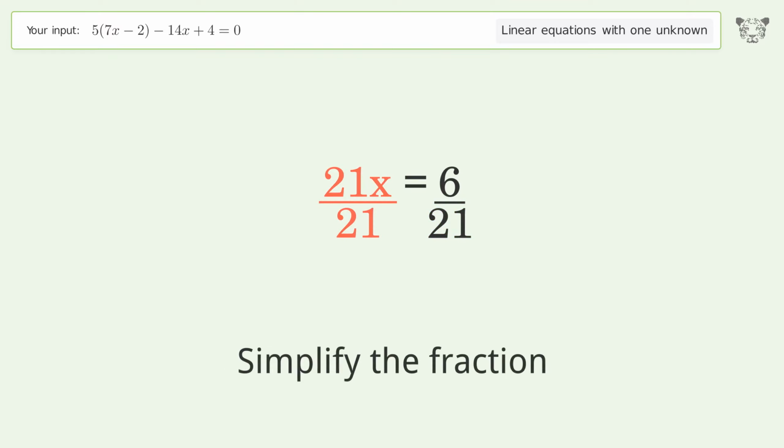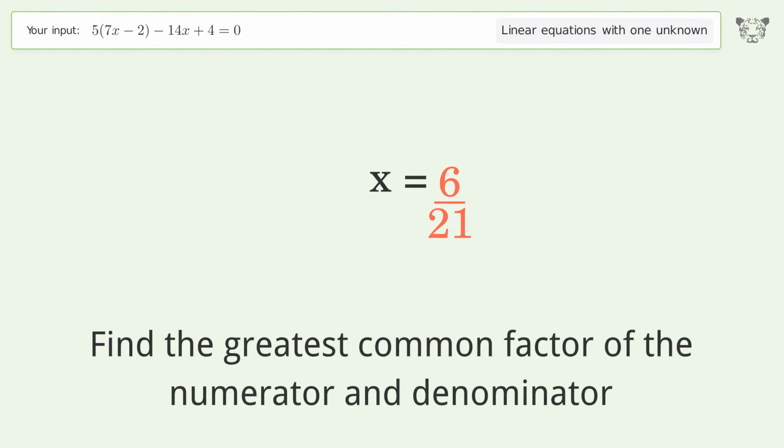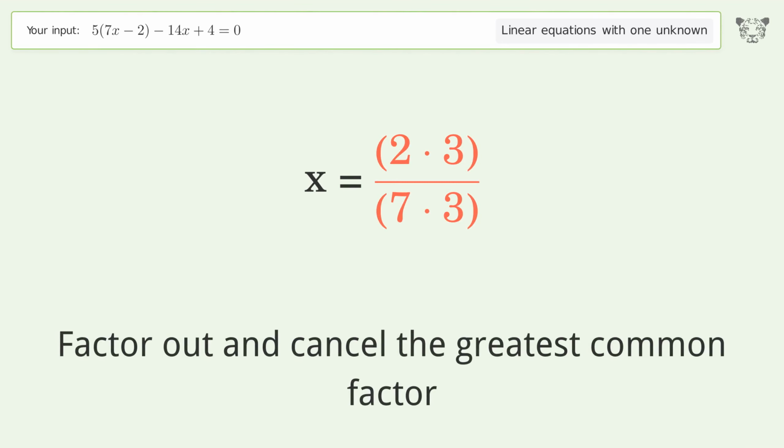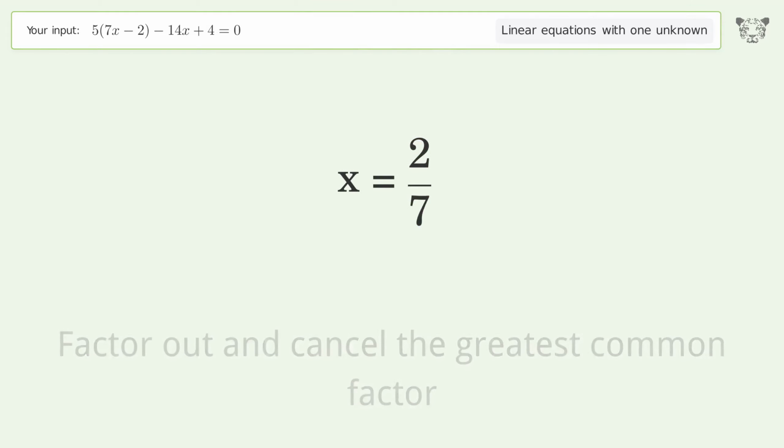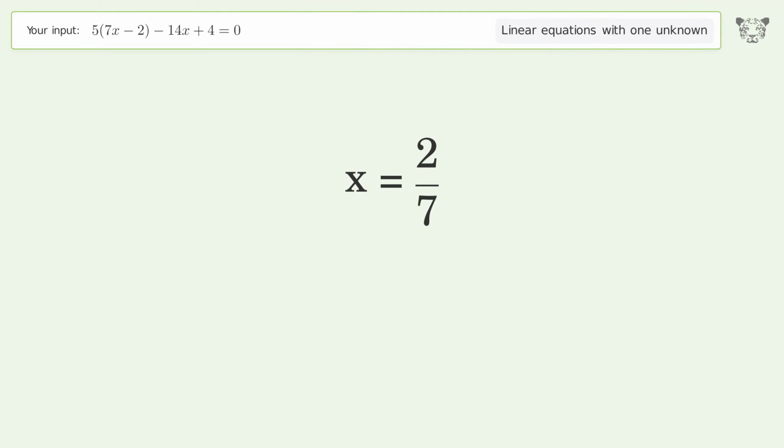Simplify the fraction. Find the greatest common factor of the numerator and denominator. Factor out and cancel the greatest common factor. And so the final result is x equals 2/7.